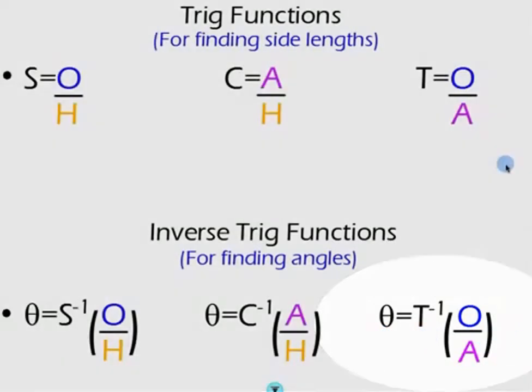So you still use the same sides. It's just that in the top three, we usually know what the angle is, and we know one side, and we find the other side by using these. But down the bottom, we assume that we know both sides in question, and then we divide them and do the inverse function to find the angle. That's all it is.